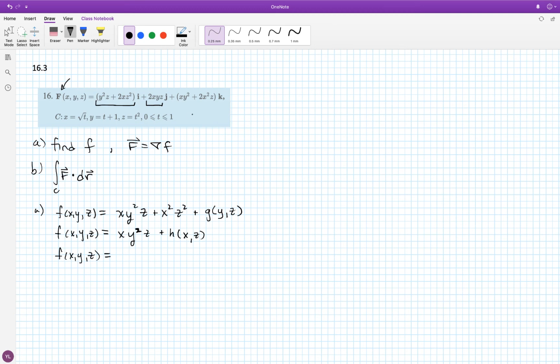Okay, and then lastly, I get the third view of what f is from the antiderivative of this expression with respect to z. So antiderivative of this plus antiderivative of the second term with respect to z.